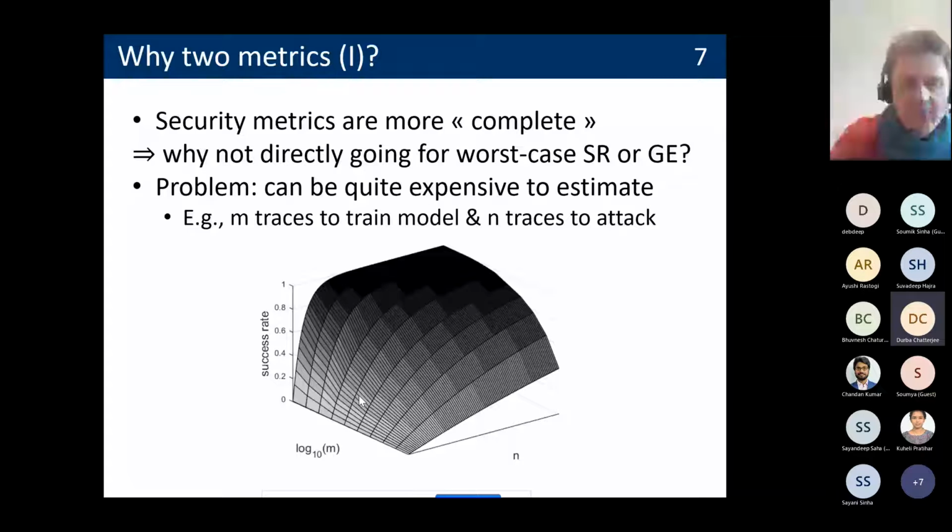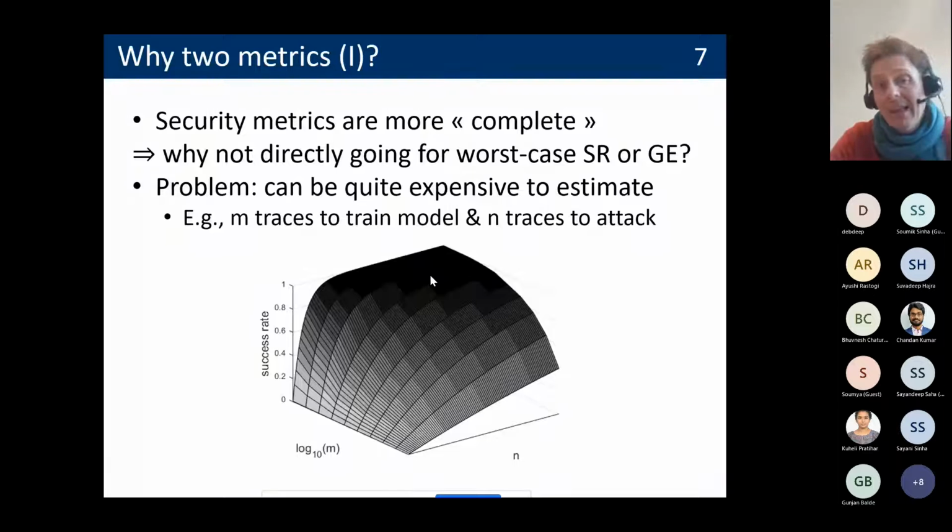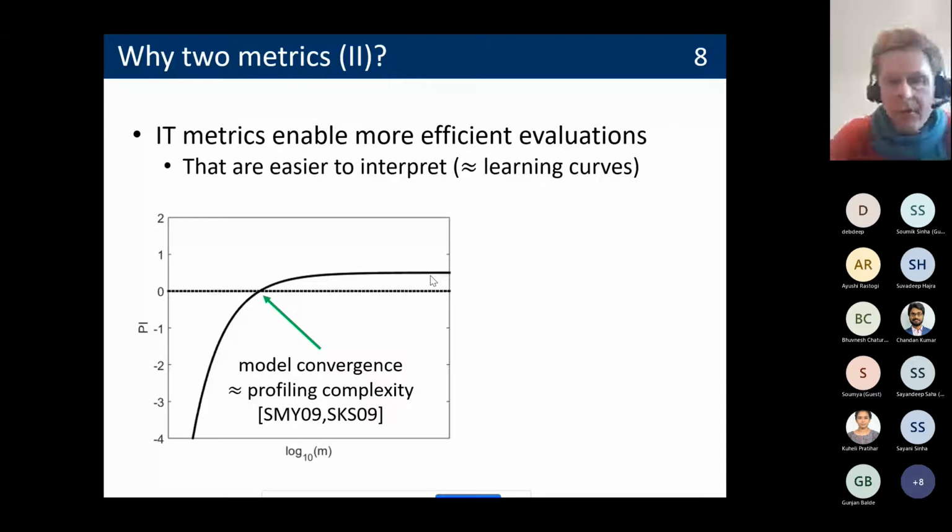So what you see on the figure is you have an axis with the M value, which is the number of traces that you need to train the model. And you have an axis with the N value, which is the number of traces that you need to attack with the trained model. And then you have this 3D curve, which is the success rate. So estimating that takes quite a lot of time. And as a result, the reason why information theoretic metrics can be interesting is that they can enable much more efficient evaluations.